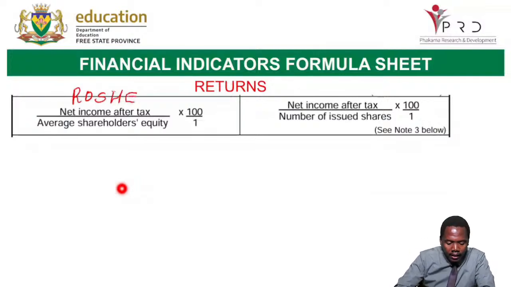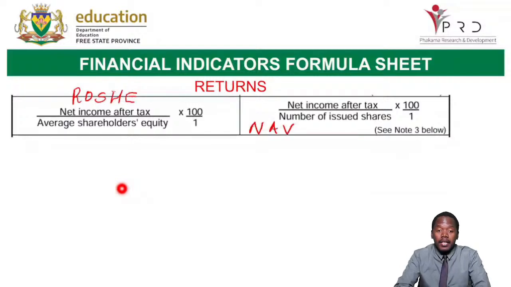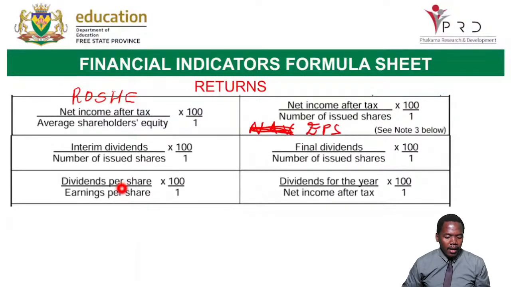And then we also have another one, the net income after tax divided by the number of shares. This is our EPS, meaning earnings per share. Now, these are our returns, meaning when they say comment on the returns, you quote the ROSHE, you quote the EPS. And then we have also the interim dividends over the number of shares issued, and the final dividends over the number of shares issued.